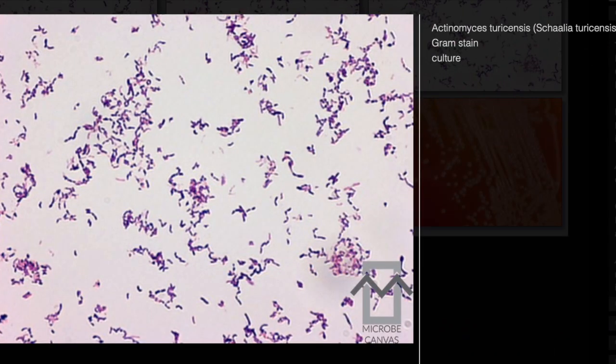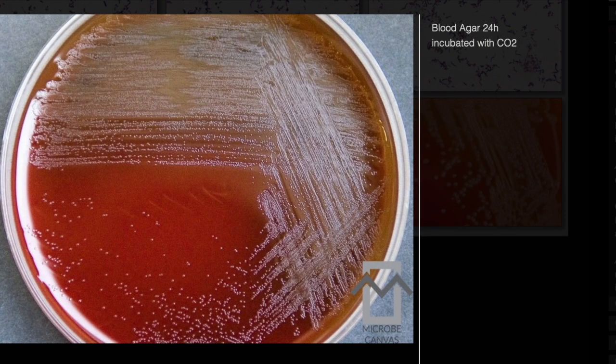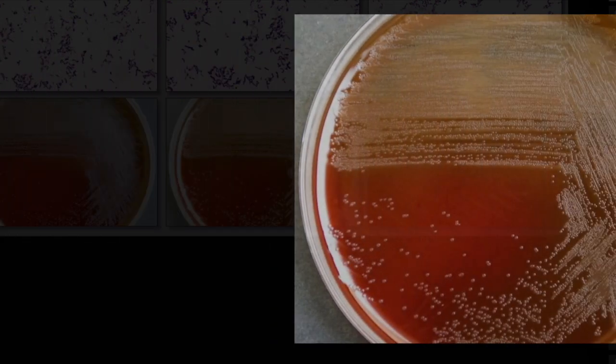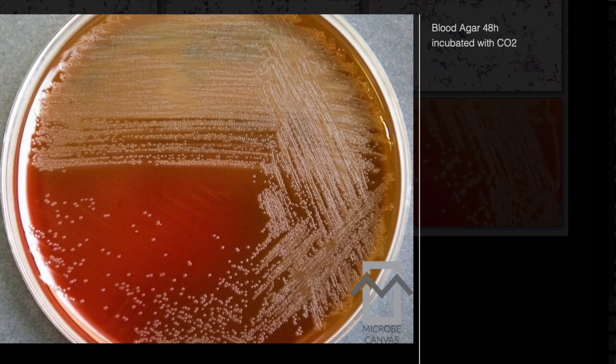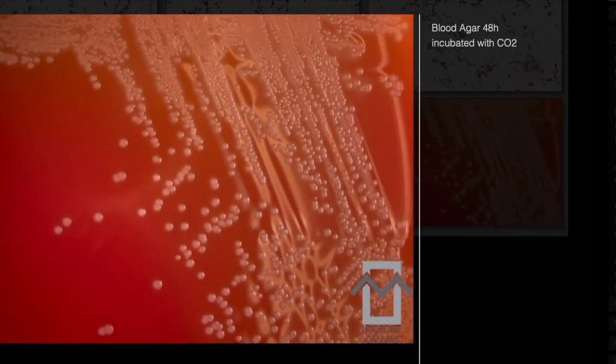Natural habitats. Actinomyces turicensis is a part of the normal microflora found in human mucous membranes. It can be isolated from clinical samples without necessarily indicating an infection. It is typically found in the vagina, gut, and skin, particularly in the lower part of the body.